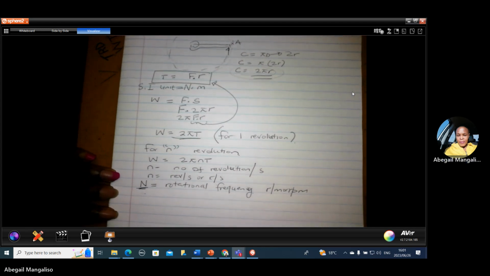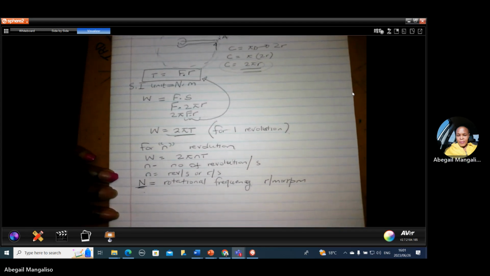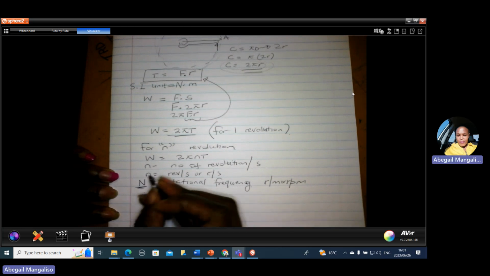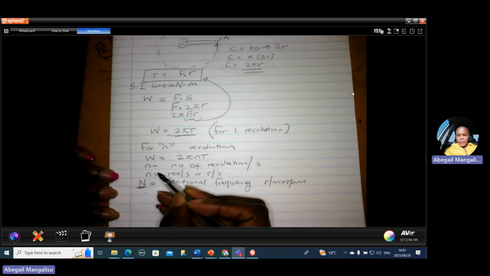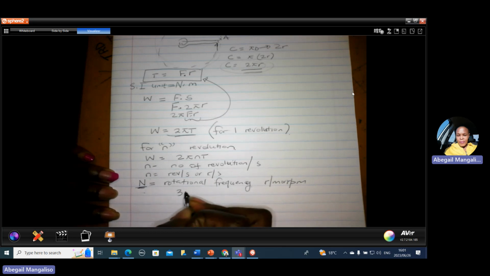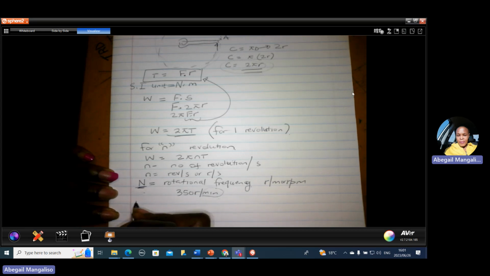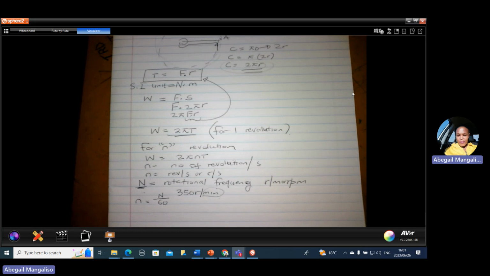Next thing, the relationship between small letter n and capital letter N. If you are given 350 revolutions per minute and want to change it per second, you're going to divide this by 60 because in 1 minute there are 60 seconds. So it means that small letter n is equal to capital letter N divided by 60. This is how you change from revolutions per minute to revolutions per second.